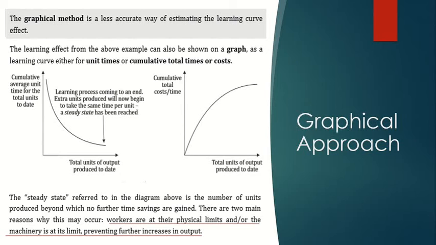So we are saying if any employees reach their maximum physical limit, or when a machine has reached its maximum limit, it will be the point where we are expecting the steady state.